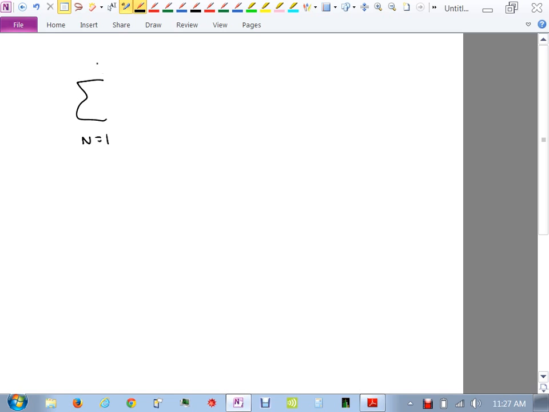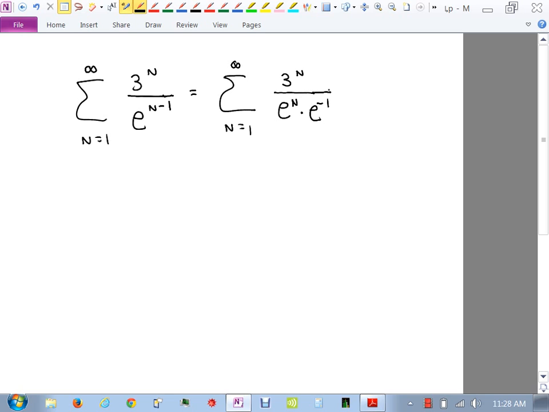Sum n equals 1 to infinity of 3 to the n over e to the n minus 1. I'm going to go sum n equals 1 to infinity of 3 to the n over e to the n times e to the negative 1. Should I do that? Could I do that? Yes.